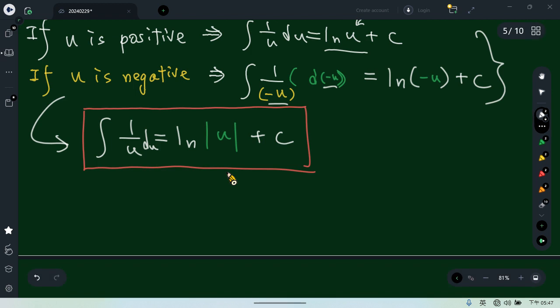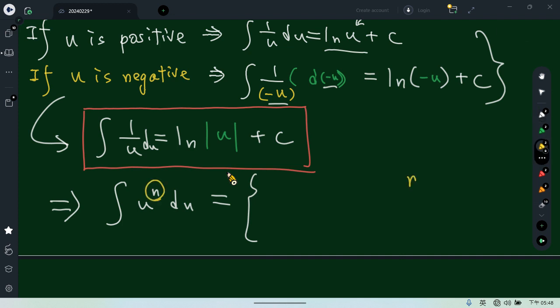And so the second result is the integral of u to the power n. Do you still remember this? In the past, we talked about when n is not equal to -1, the result is 1 over n plus 1 times u to the power of n plus 1, plus c, right?